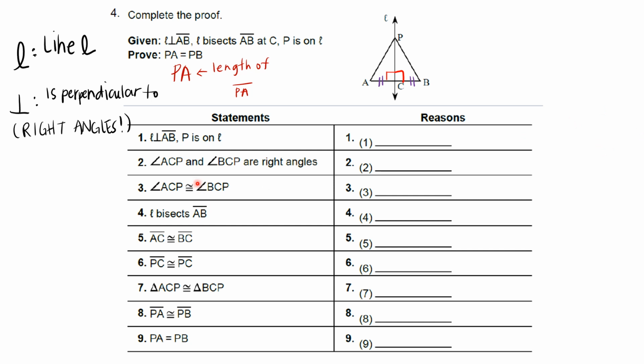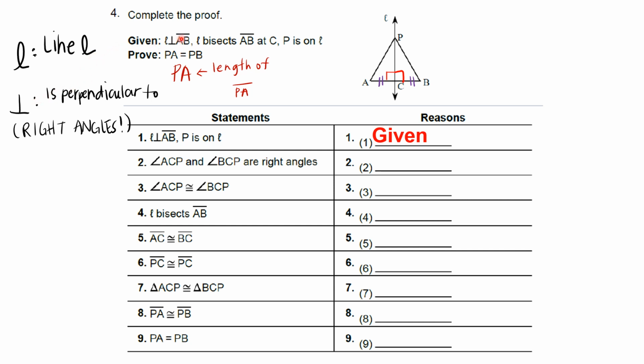Excuse me. All right, so let's start here at the beginning. Line 1 says line L is perpendicular to the line segment AB and P is on L. That was given to us in the beginning. Next we have angle ACP and angle BCP are right angles. Do you remember why we were allowed to mark those as right angles? What was the little piece of information that we were given that told us that we could mark those as right angles?